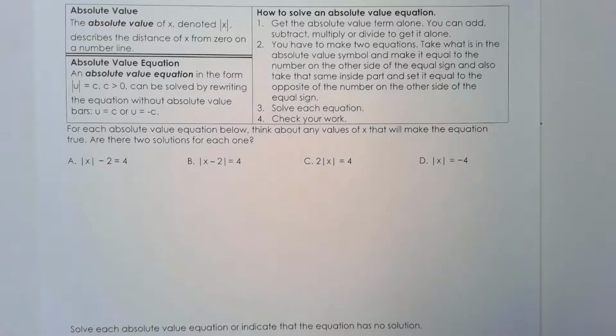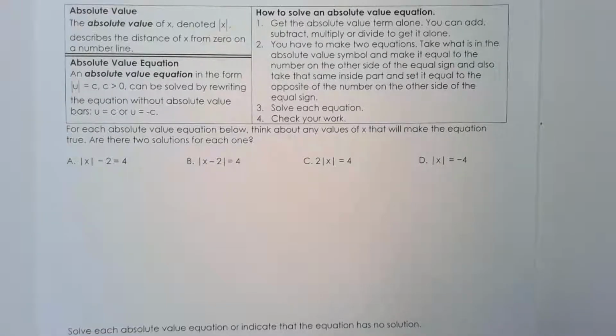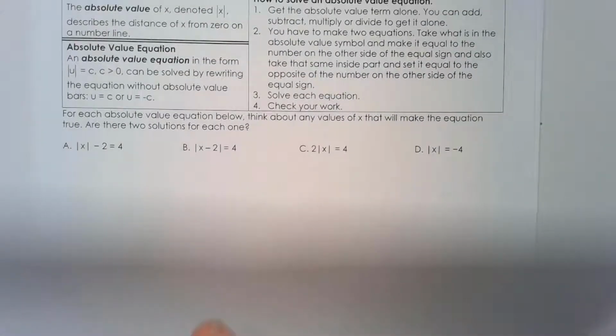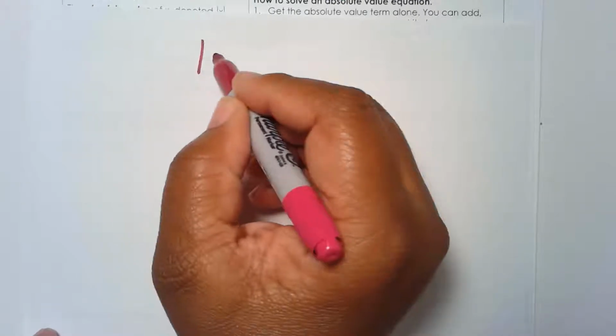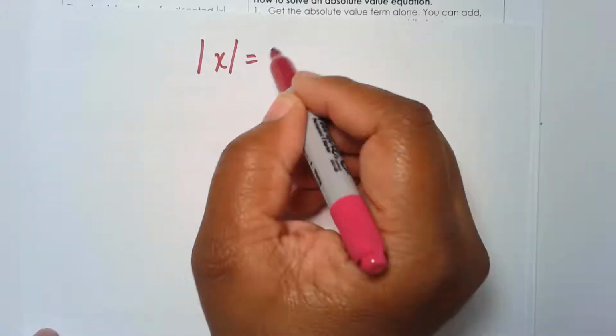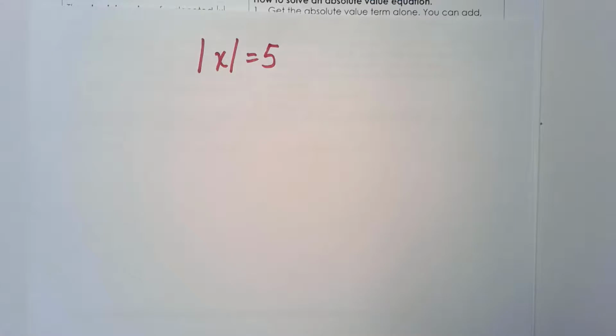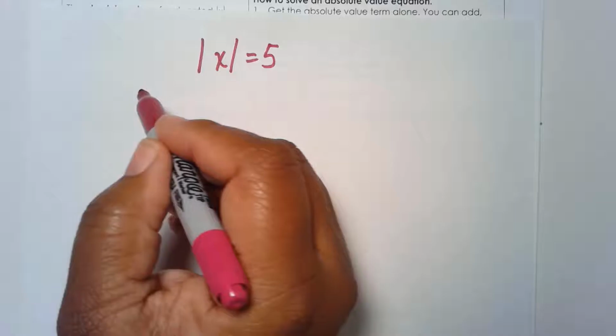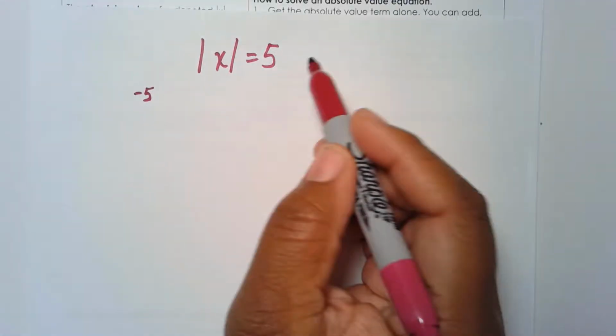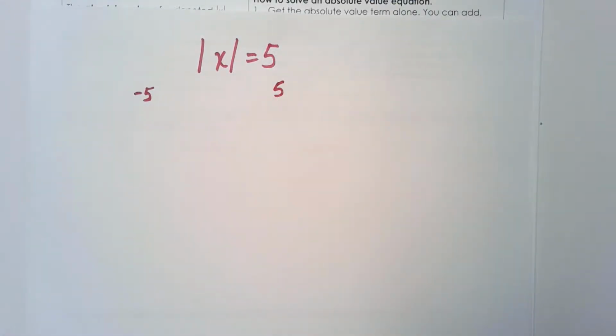So we can look at an expression such as the absolute value of a number. Let's say that we have the absolute value of x is equal to 5. Think about what numbers we can put into this expression that, when we take the absolute value of it, would give us 5. You can tell me that it's negative 5. You can tell me that it's positive 5.